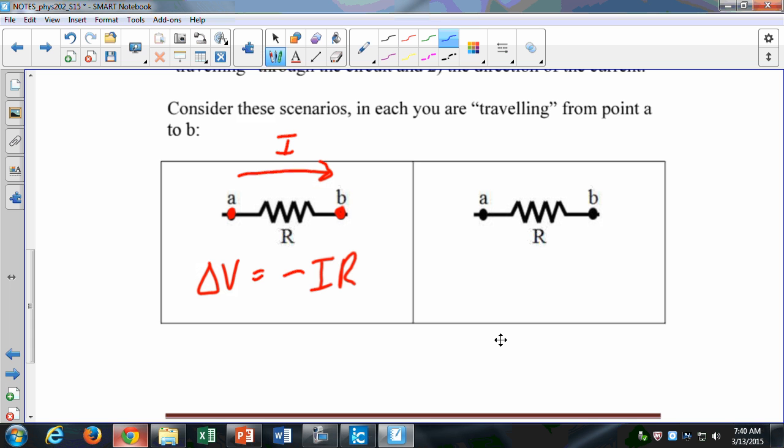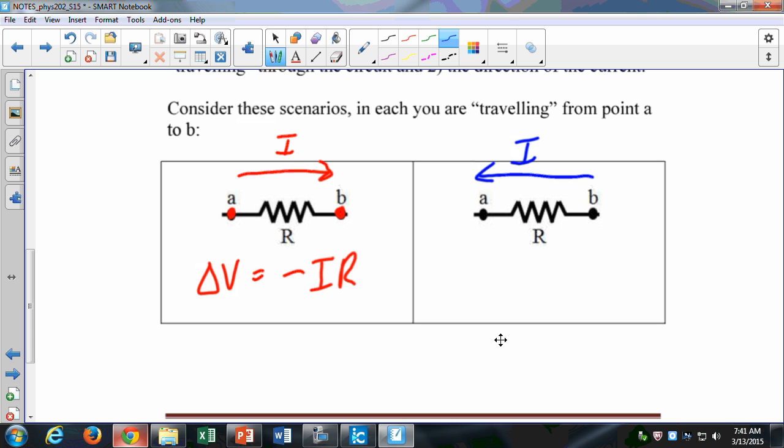However, if we consider the same resistor, but going in this direction, so we're still traveling from point A to B, but now the current is going in the opposite direction. So there's two directions. We're going in this direction, but the current is going the opposite direction. What do you think the change in potential is going to be for this resistor? Positive or negative? It's positive.